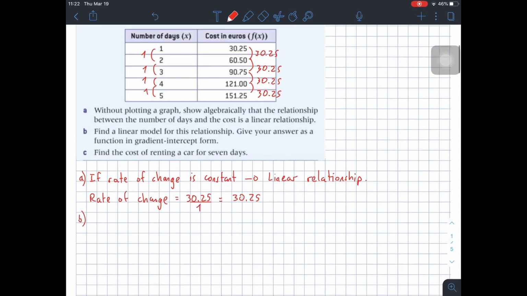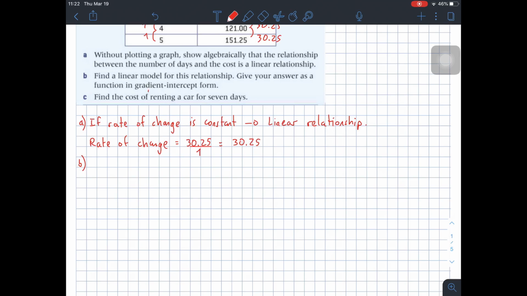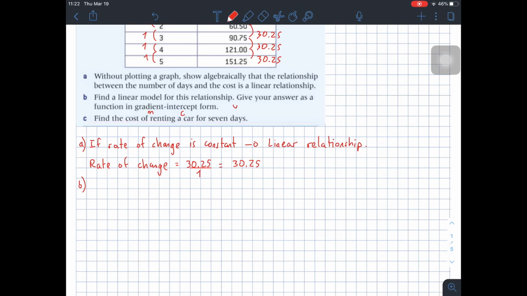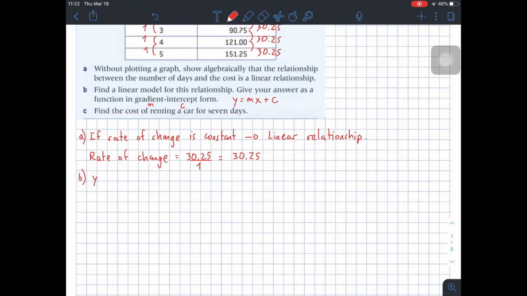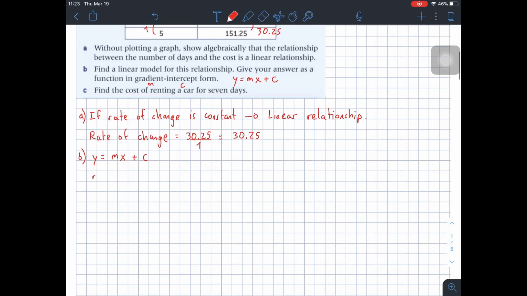Then for part B, find a linear model for this relationship. Give your answer as a function in gradient intercept form. Remember, gradient is m, intercept corresponds to the y-intercept. So we're asked to find the equation using the gradient intercept form, which is y equals mx plus c. We already know the value of the gradient, which is the rate of change, so the value of m is 30.25. But we still need to find the value of c, which is the intercept.